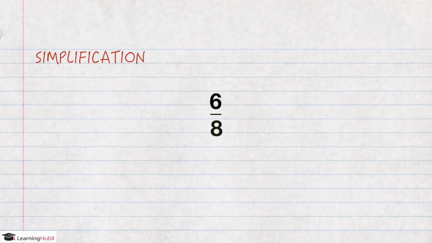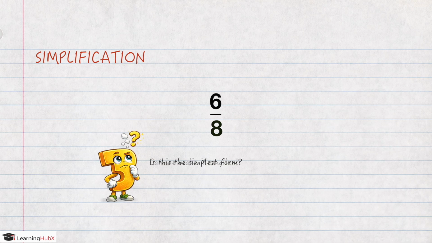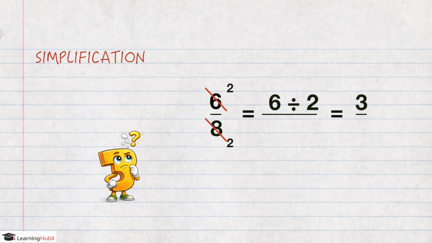This is 6 over 8. Is this the simplest form? Can we make it smaller? Both numbers can be divided by 2. 6 divided by 2 equals 3. 8 divided by 2 equals 4. So 6 over 8 can be simplified into 3 over 4.